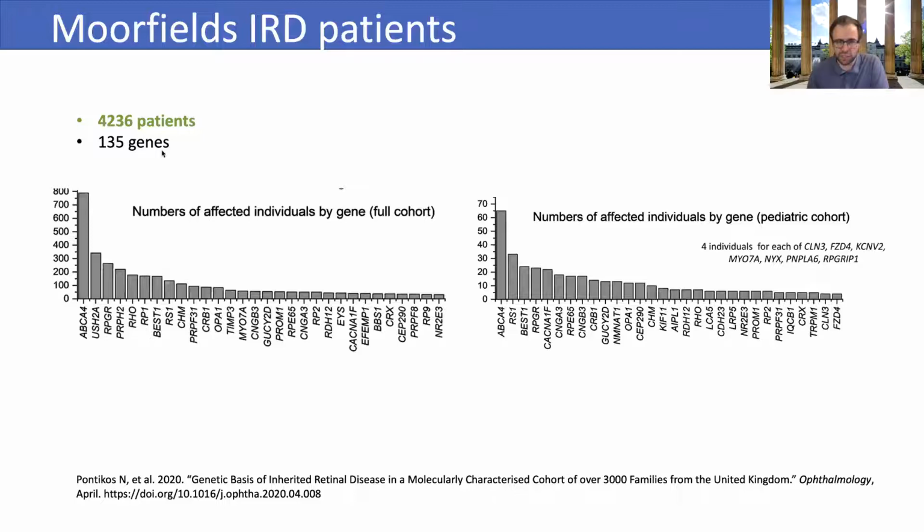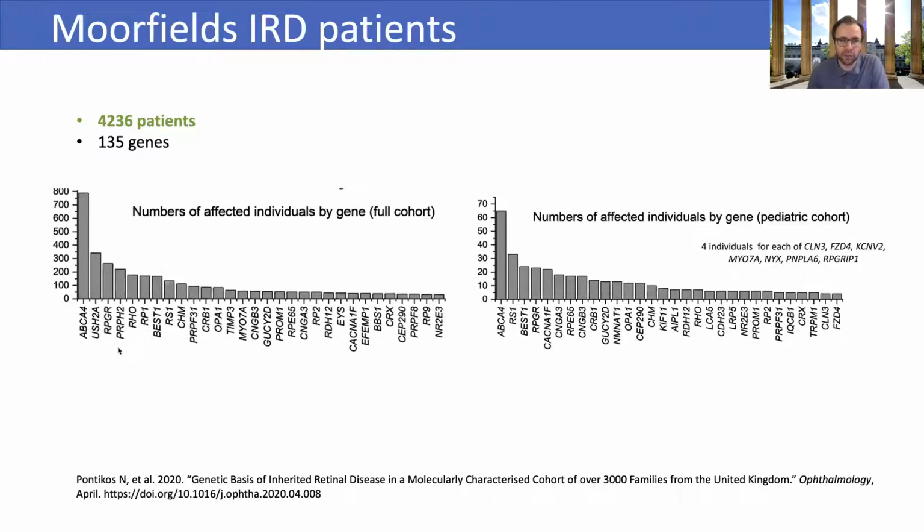135 genes. Here below, you can see the distribution of Moorfields IRD patients across IRD-causing genes in adults and in the pediatric cohort of under 18-year-olds. It is immediately obvious when you look at this that both adults and children have in common the most prevalent cause of IRD, which is ABCA4, which is associated with Stargardt disease, as you've heard from Dr. Porto. However, we see that for the rest of the genes, the distributions are different.